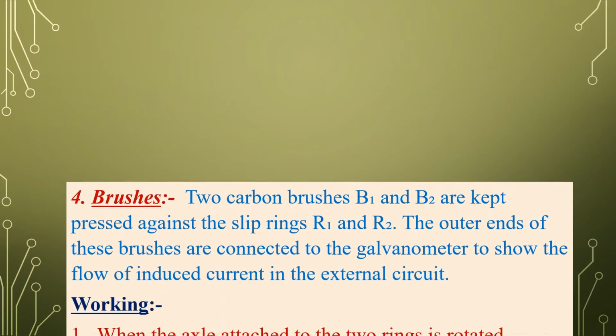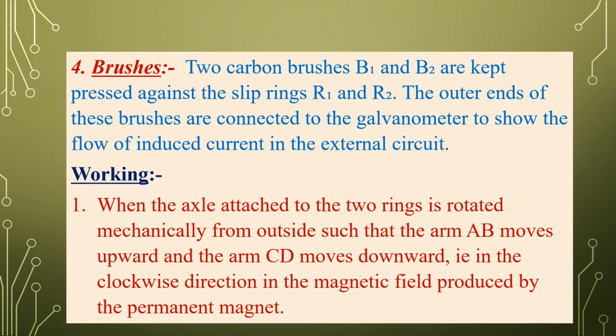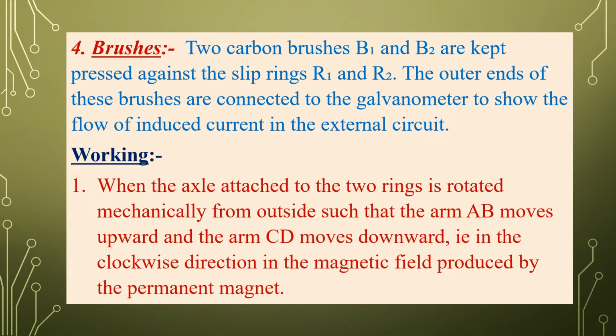The next part is the brushes. There are two carbon brushes B1 and B2 kept pressed against the slip rings R1 and R2. The outer ends of these brushes are connected to the galvanometer to show the flow of induced current in the external circuit. We already learned that a galvanometer is a device used to detect the presence of current in a circuit.